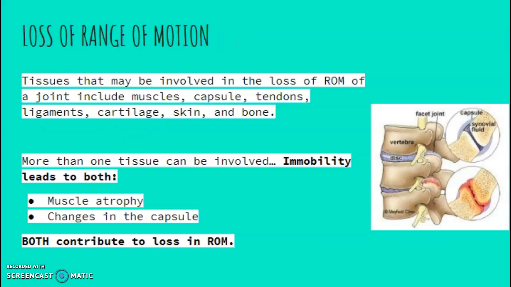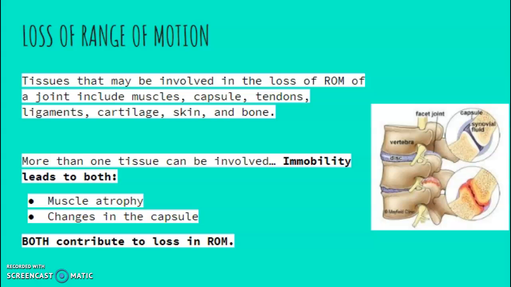Loss of range of motion. The tissues that can be involved in this include muscles, capsules, tendons, ligaments, cartilage, skin, and bone. So muscles can have defective motor neurons that lead to muscle spasticity. Bone, we get osteophytes and injury as well. And then the connective tissue, there becomes cartilage damage or meniscus tears as a result of this loss of range of motion within the joint.